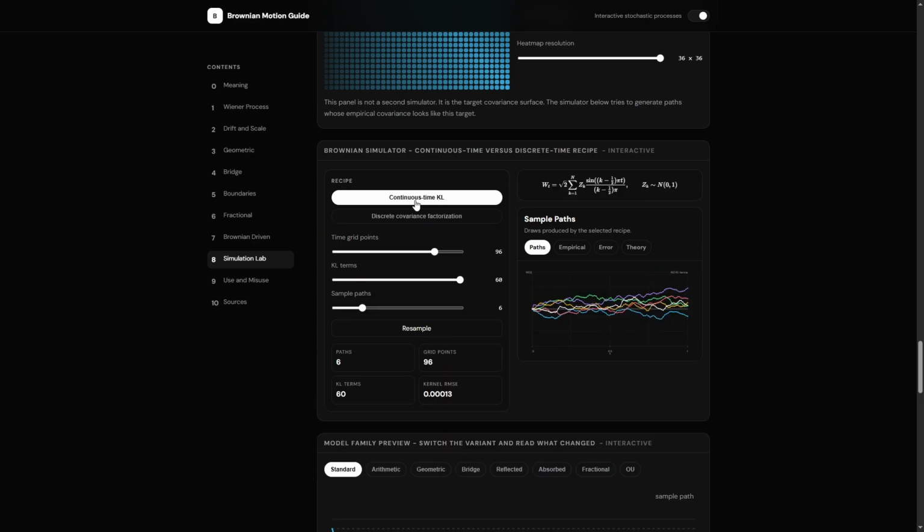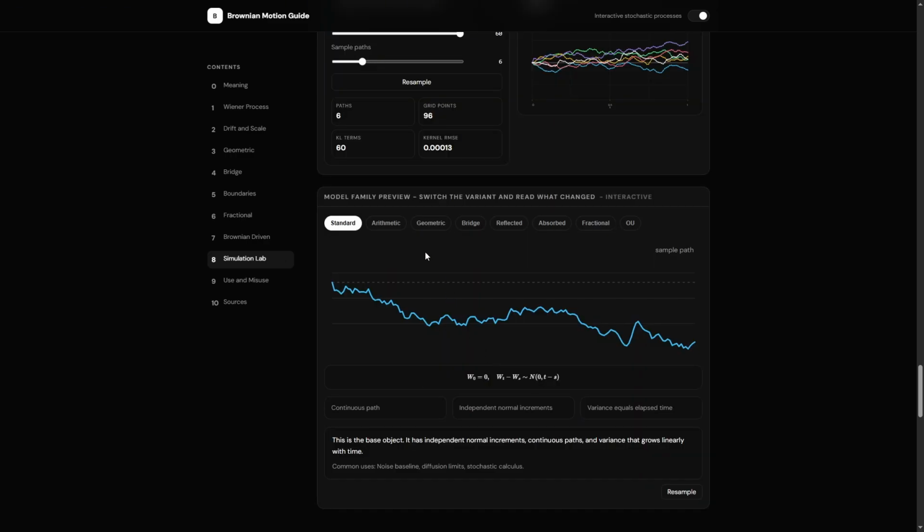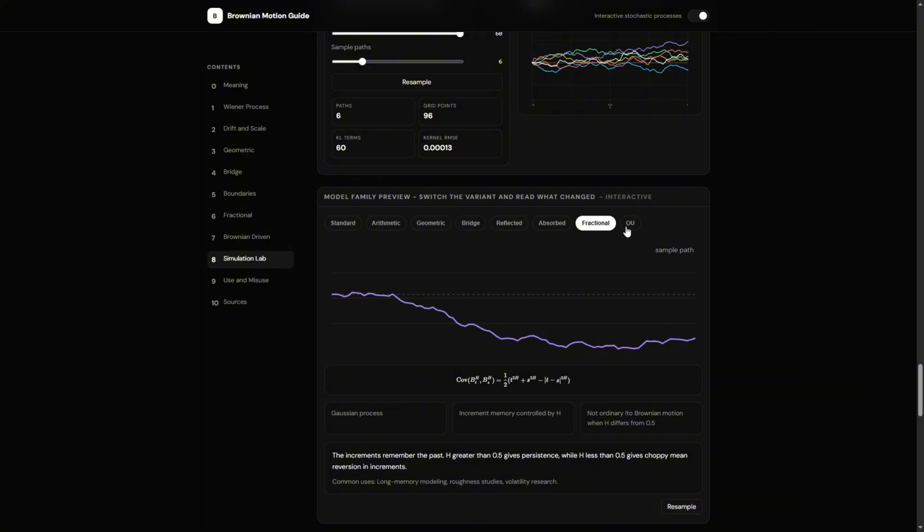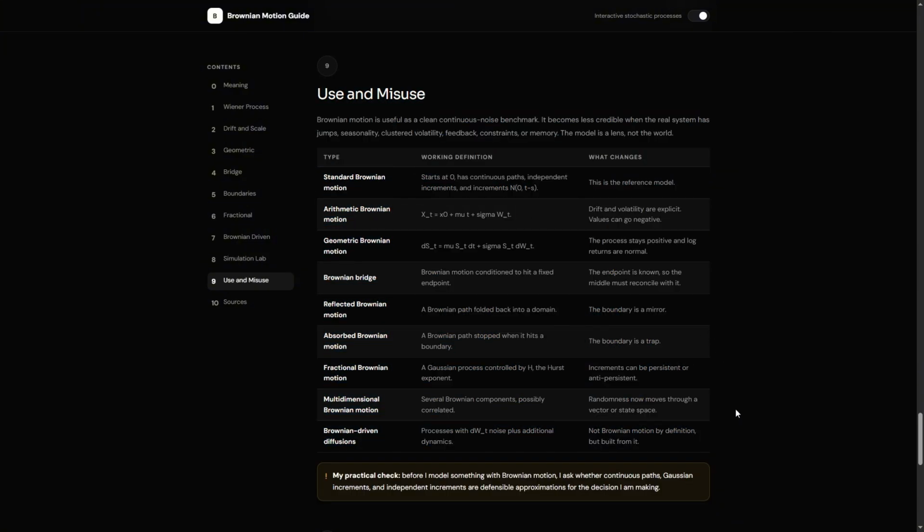In continuous time, KL terms controls how many sine wave components you're summing. With one term, the path looks like basically a sine wave, and as you increase it, it converges to the true Brownian motion. Here you can simply preview how each one of them looks. Again, use or misuse you can read yourself.